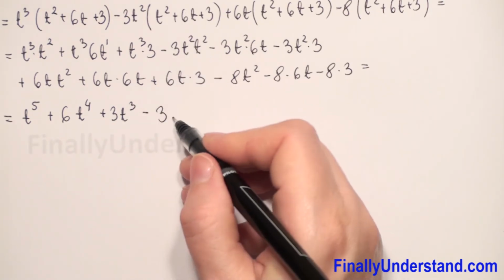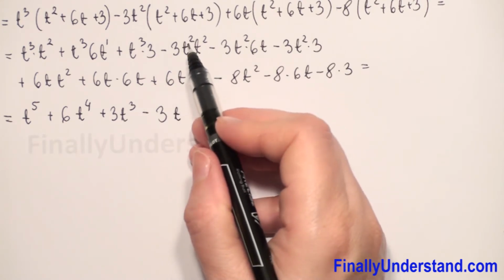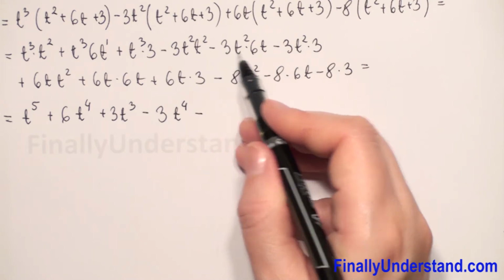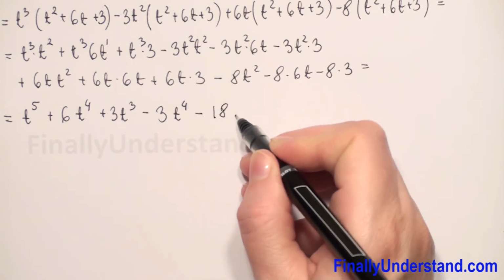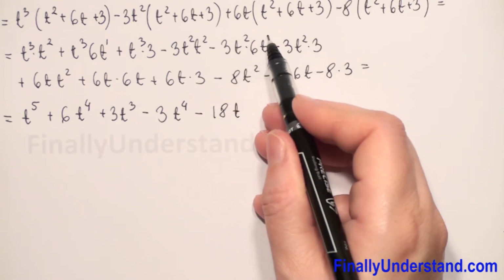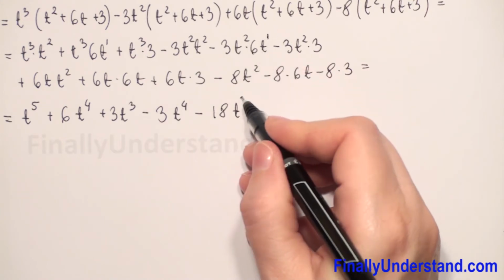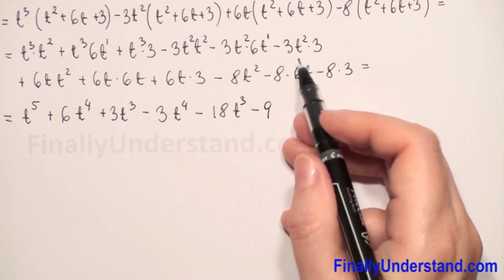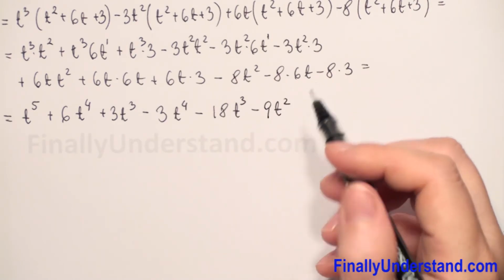T squared times t squared. Copy the base, add exponents. 2 plus 2 is 4. Minus 3 times 6 is 18. Copy the base and add exponent, invisible 1. 2 plus 1 is 3. Again, 3 times 3, 9. And we copy t squared.